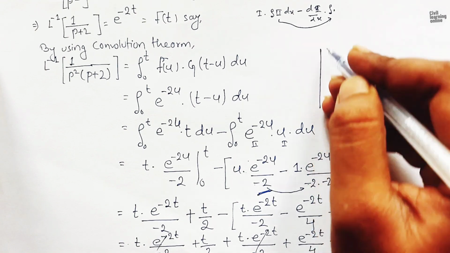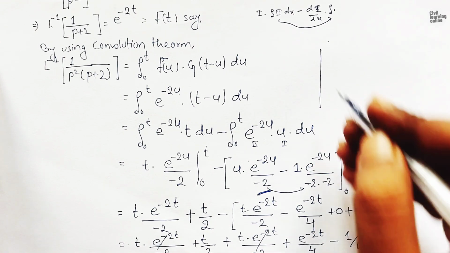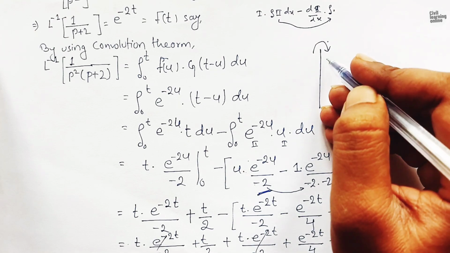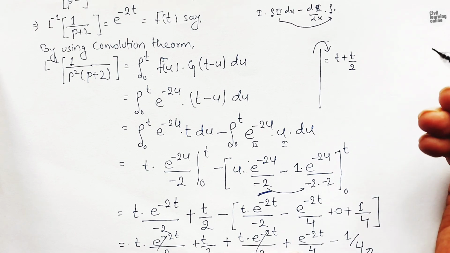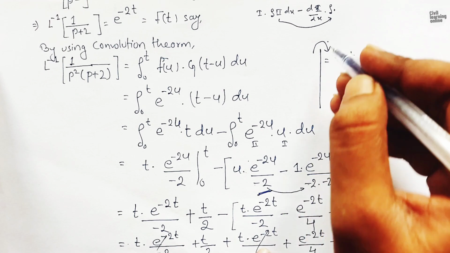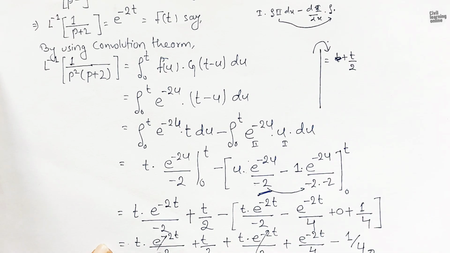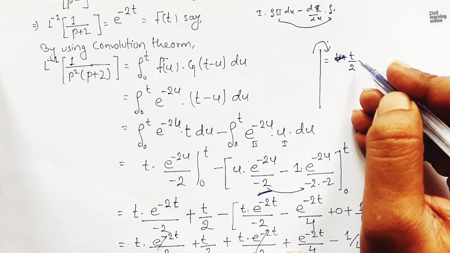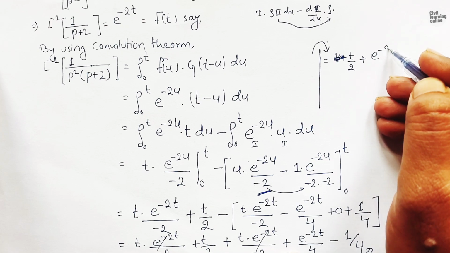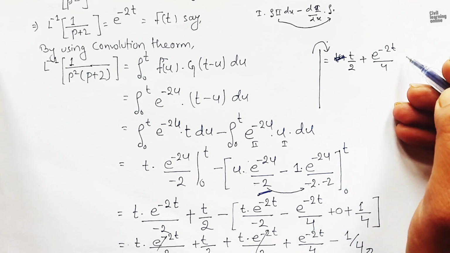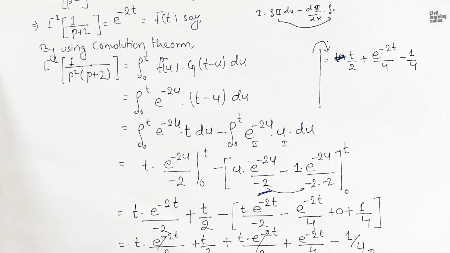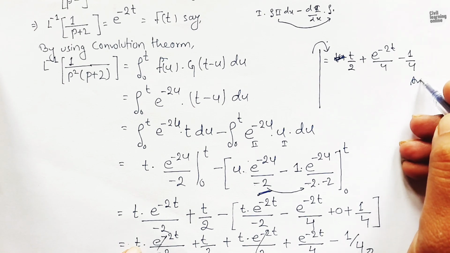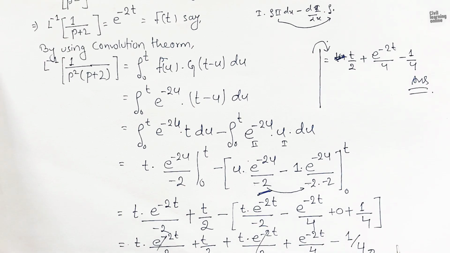So I'm going to write down the answer here. After this, our final answer is going to be t by 2, this portion is cancelled out, so we have t plus 2 plus e to the power minus 2t by 4 and minus 1 by 4. So this is our final answer. Let's see one more example on this method.